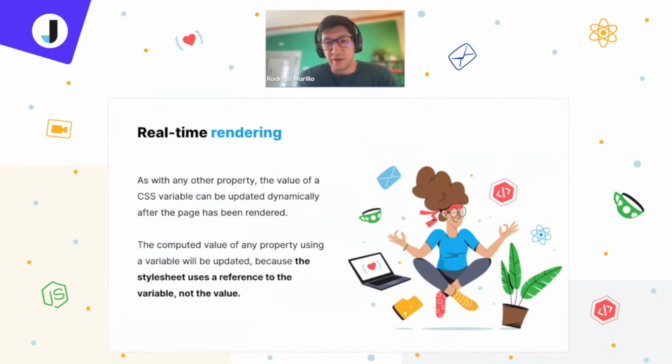The other cool feature about CSS variables is that they are rendered, let's say, in real time. So all the web is actually rendered in real time. If I go to this presentation, inspect the code and start making changes to the CSS properties, I will see those changes live. But the thing with variables is that the browser uses a reference to that variable instead of the actual value.